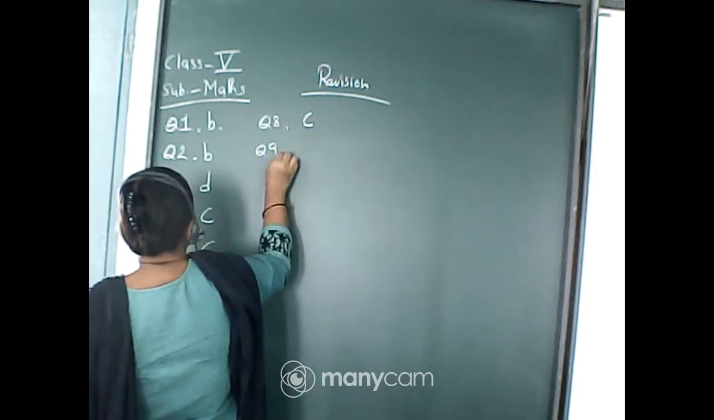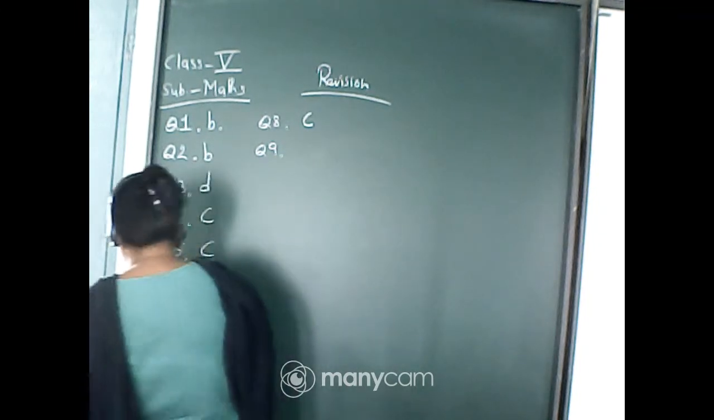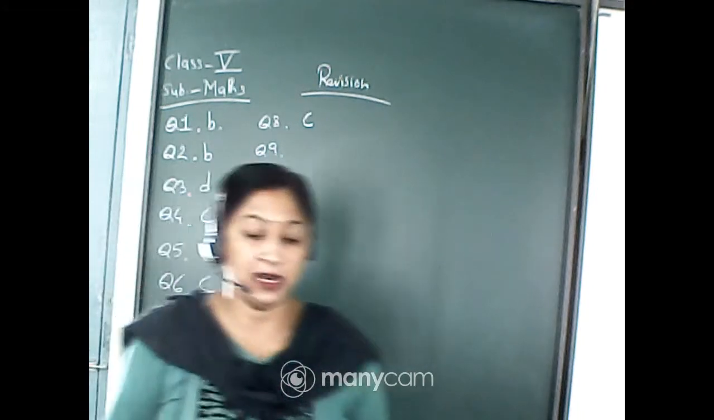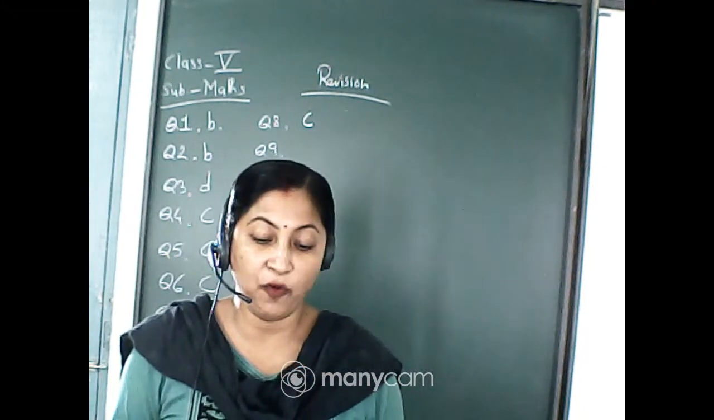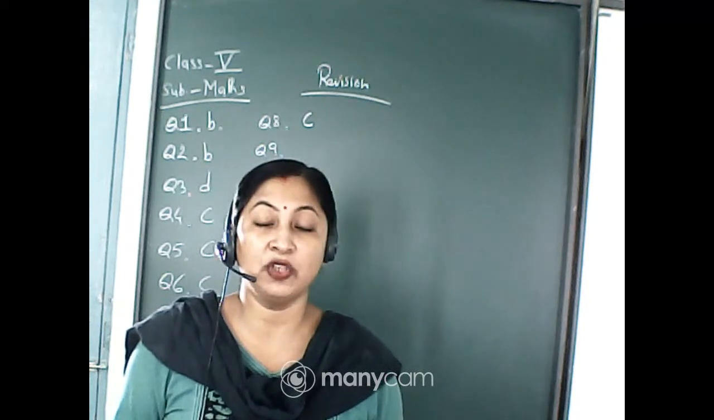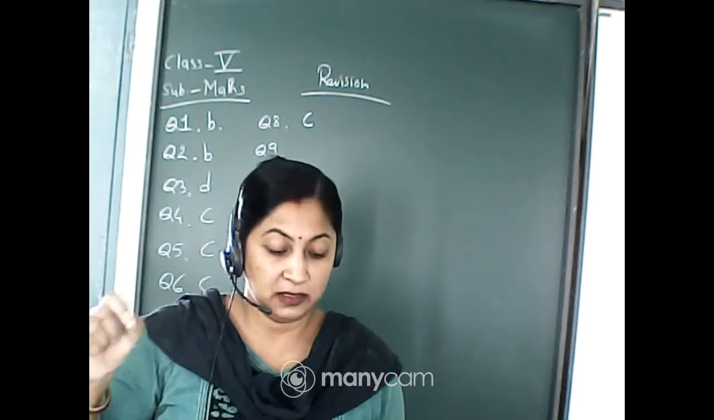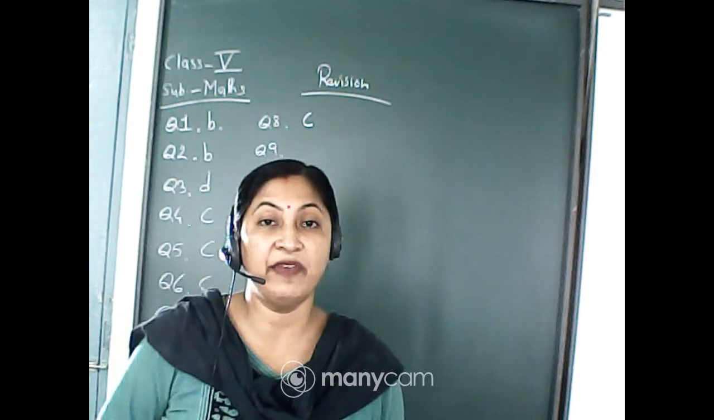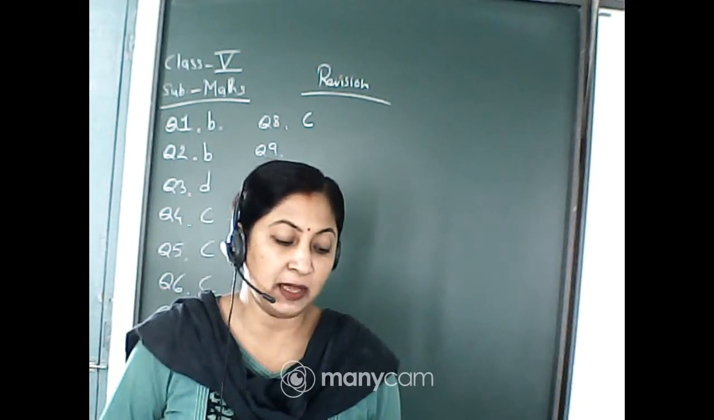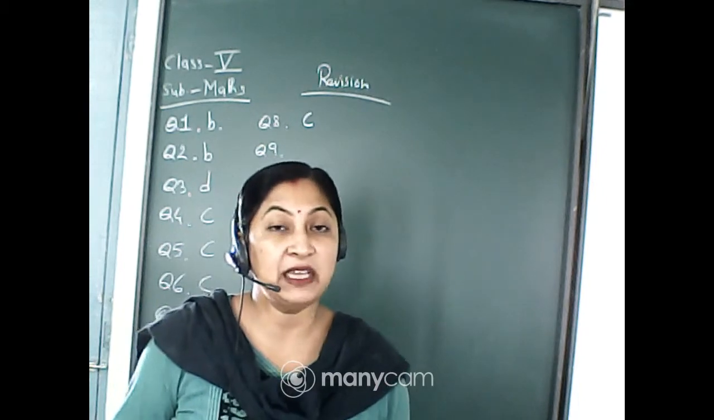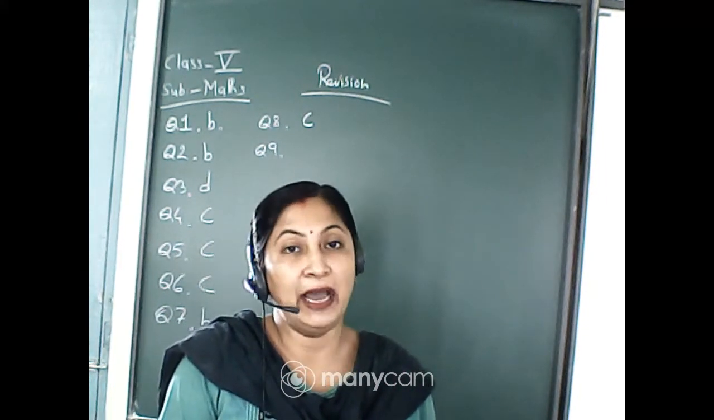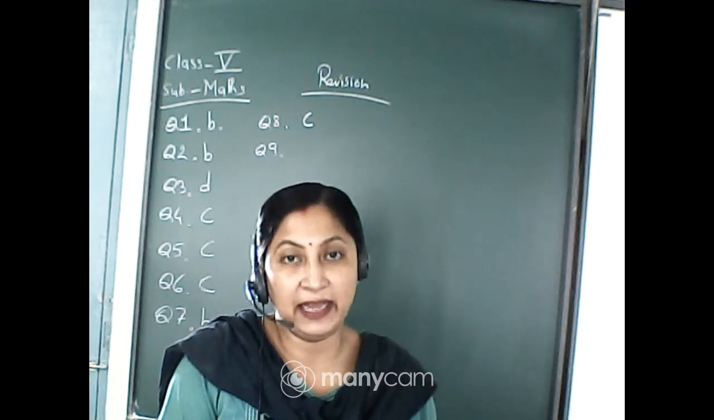Now come to question number 9. A wooden frame of area 36 square meter comes in 4 possible sizes. Here the 4 possible sizes of area 36 are given for a wooden frame. You have to find out which frame uses the least length of wood. That means the least length of wood is used in which one. As you know, the longest is the length, isn't it?